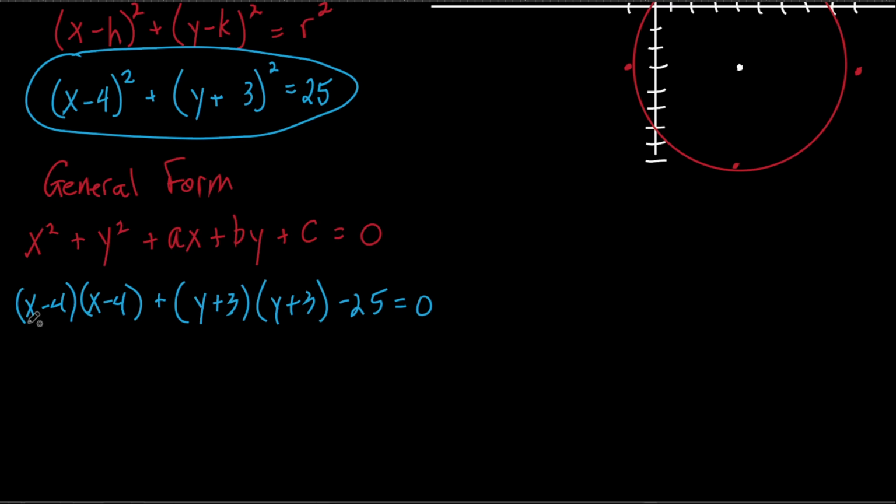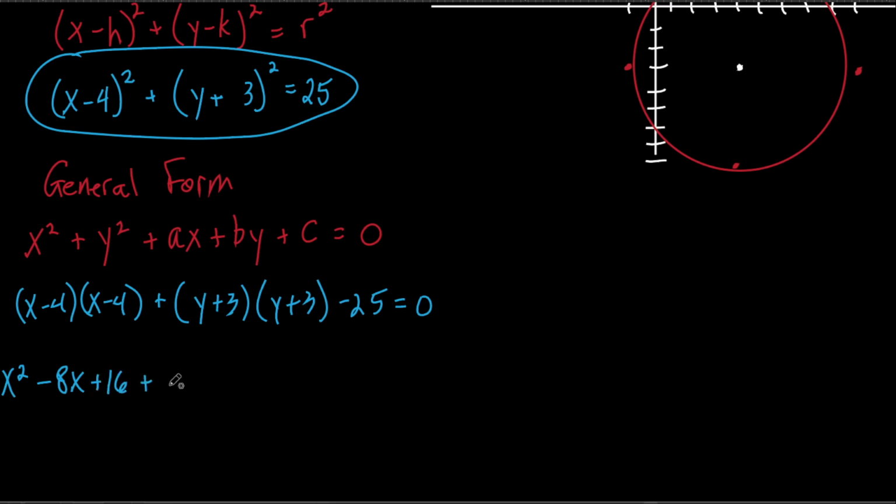I'm going to do this kind of quick. You FOIL this. So it's going to be first, outside, inside, last. So the first is x squared. The outside is negative 4x. The inside is negative 4x. So what's negative 4x minus 4x? It's negative 8x. You should be able to do that in your head. If not, feel free to write it down. Then the last is negative 4 times negative 4, which is a positive 16.